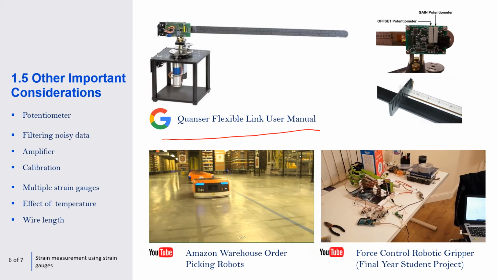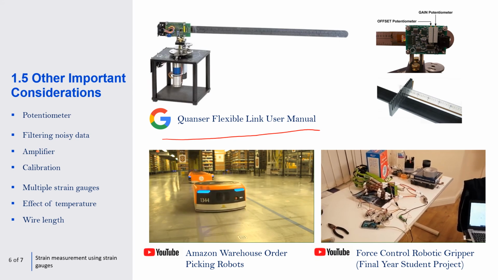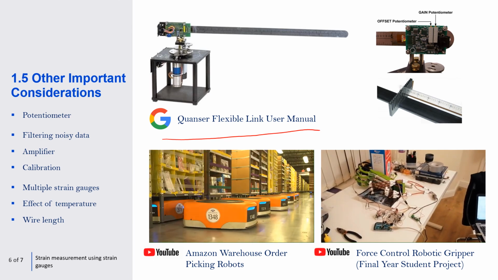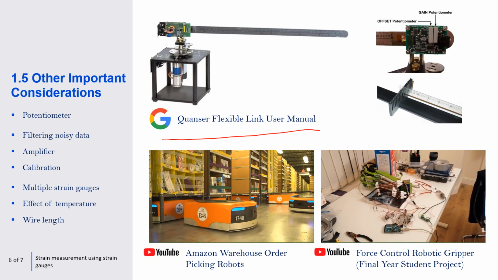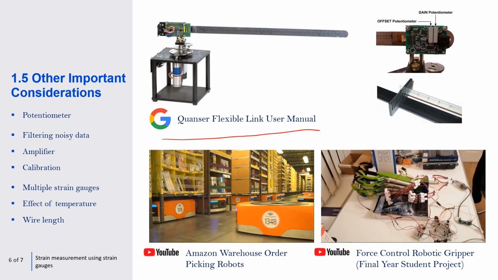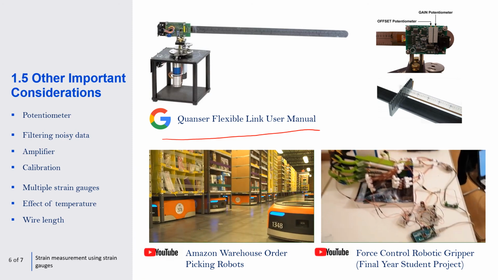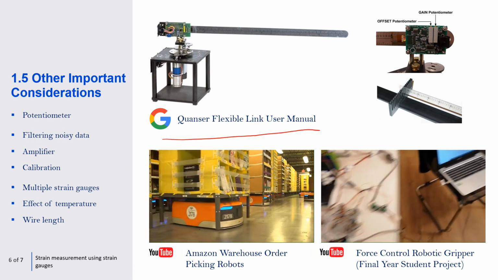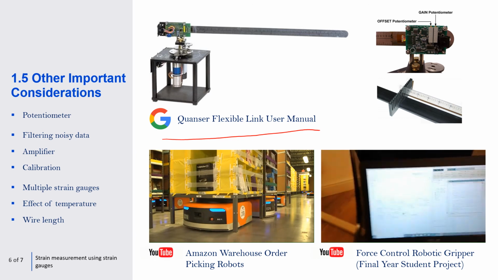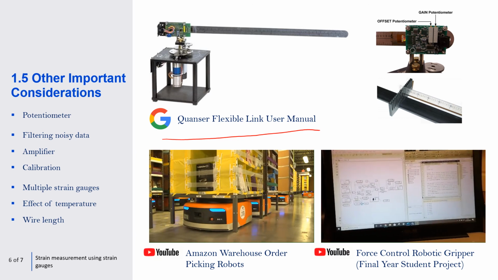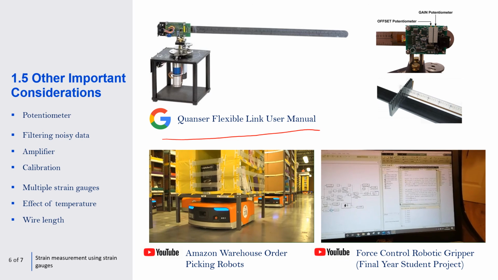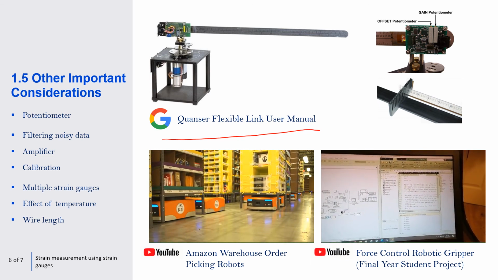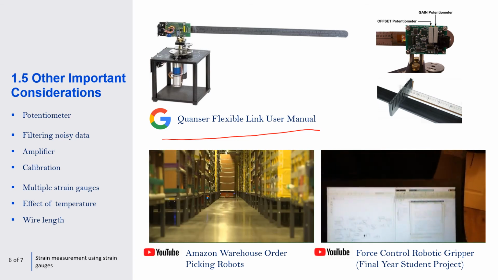An interesting application that I'm interested in is these warehouse robots, lifting very, very large weights and transporting them autonomously around. Initially, to measure the mass of the goods, this can be done using a strain gauge and going through the process that we talked about in the lecture, and also some of these other important considerations. And also this force control robotic gripper uses a strain gauge that's calibrated to measure force. So both very interesting, so have a look at those videos, please.